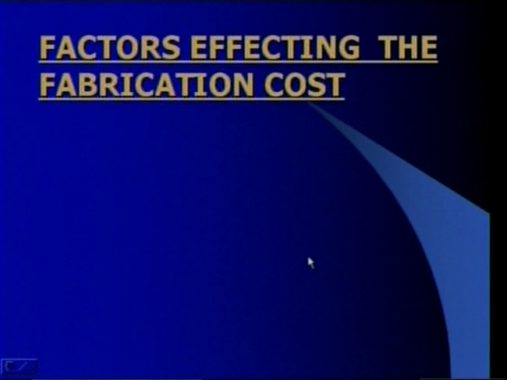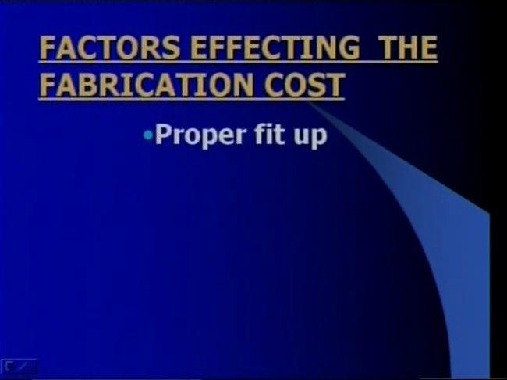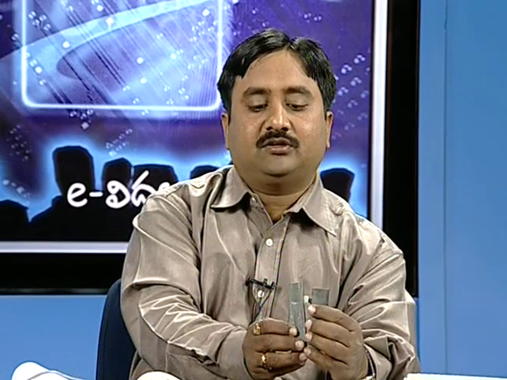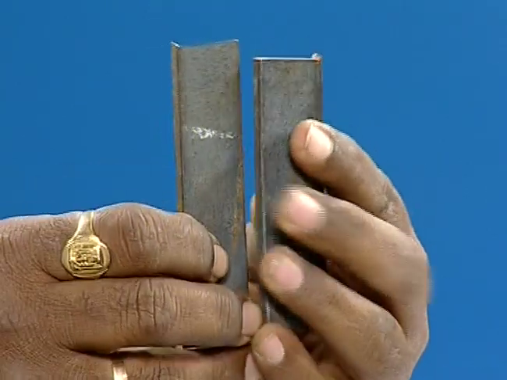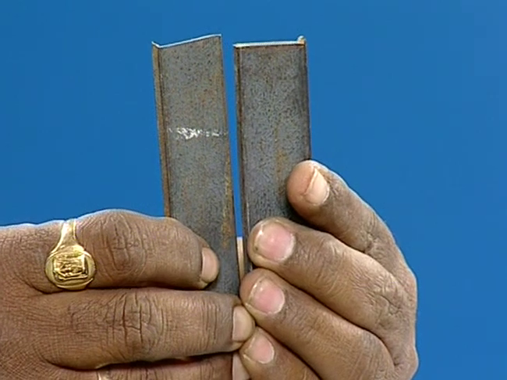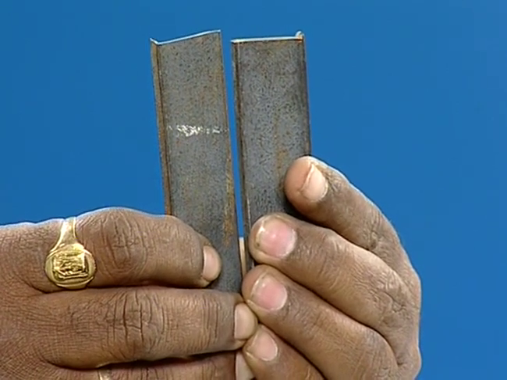Next, we will see what factors affect the fabrication cost. There are a few factors, out of which we will see some important points. Proper fit up. The pieces which are joined together are maintained with a proper gap. For example, we are going to join these two pieces. These pieces which are to be joined by a butt joint, a gap of only 1 to 1.5 mm is to be maintained.